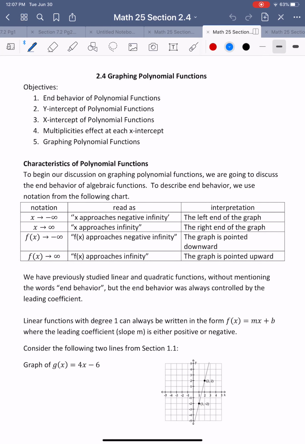Hello, this is section 2.4, graphing polynomial functions. So now we're going to graph.